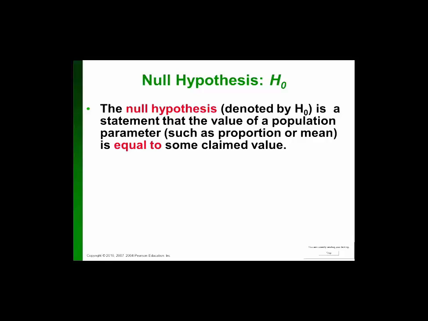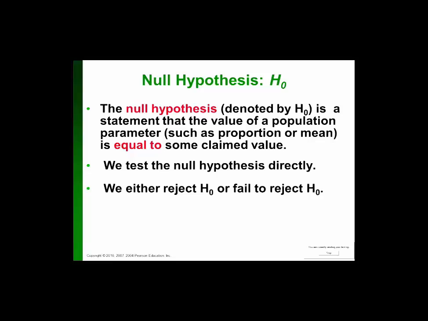The null hypothesis always says p equals something or mu equals something. It has no inequality symbols in it. We test the null hypothesis directly, and we either reject or fail to reject the null hypothesis. That'll be the only 2 things we say about the null hypothesis. We reject it or we fail to reject it. We never accept it. That'll make more sense later.